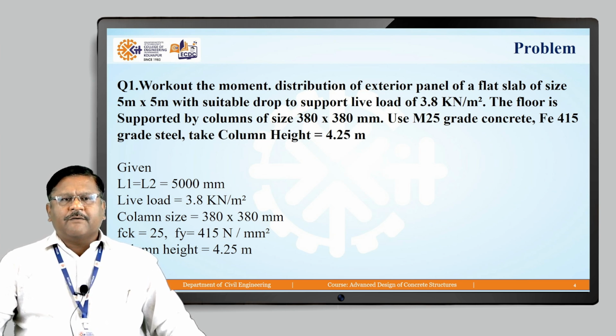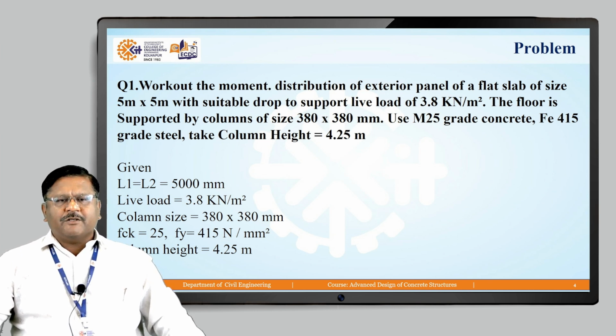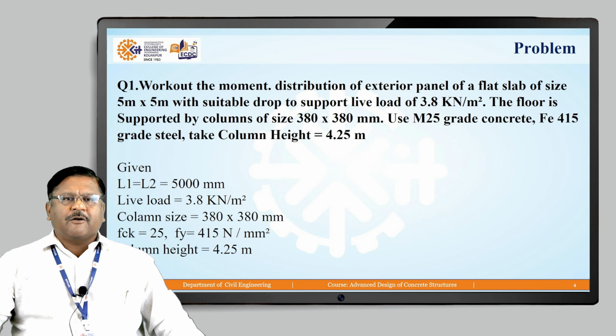First of all, write down the given data. L1 is equal to L2 because the slab is a square slab, that is 5000 mm. Live load is 3.8 kilonewton per meter square. Column size is 380 by 380 mm. fck is 25 Newton per mm square. fy is equal to 415 Newton per mm square and column height is 4.25 meters. This is the given data to you.